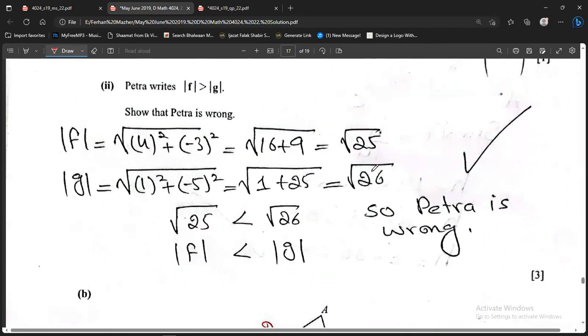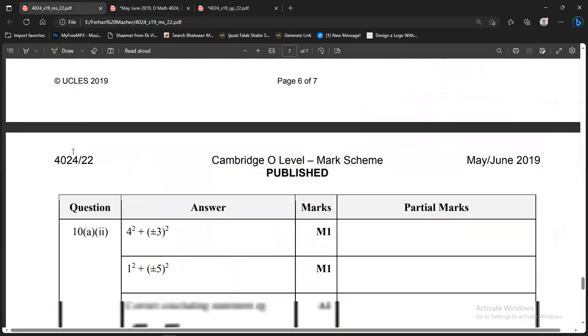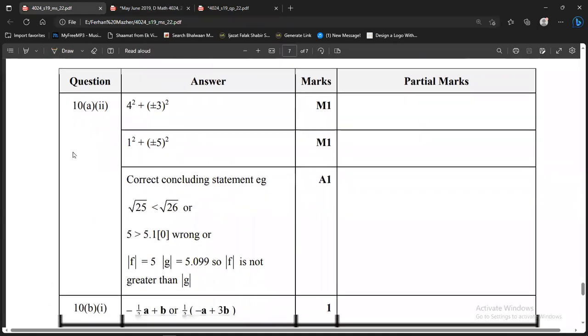Clearly, under root 26 will be greater than under root 25. So it means the magnitude of G will be greater than the magnitude of F. But Petra said that the magnitude of F will be greater. So Petra is wrong.